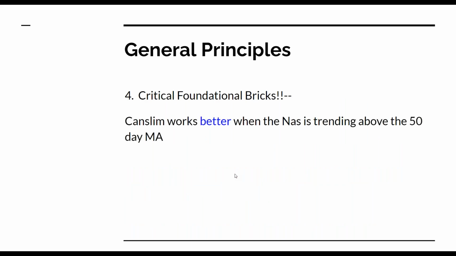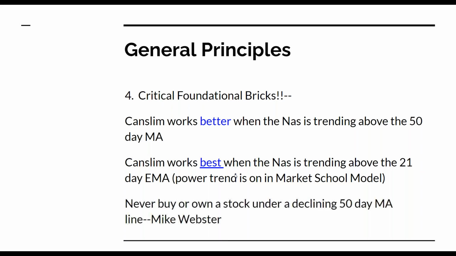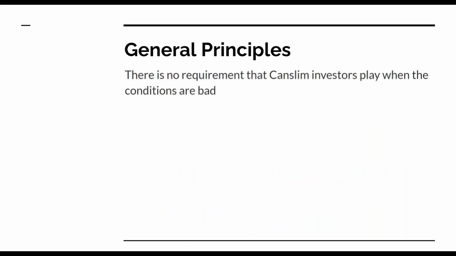So some critical foundational bricks. Canslim works better when the NASDAQ is trending above the 15-day moving average line. Canslim works best when the NASDAQ is trending above the 21-day exponential moving average line and the power trend is even owned in the market school model. And then Mike Webster once said, and I've never forgotten this, never buy or own a stock under a declining 50-day moving average line. It's just a nice little rule that can keep you out of a lot of trouble.